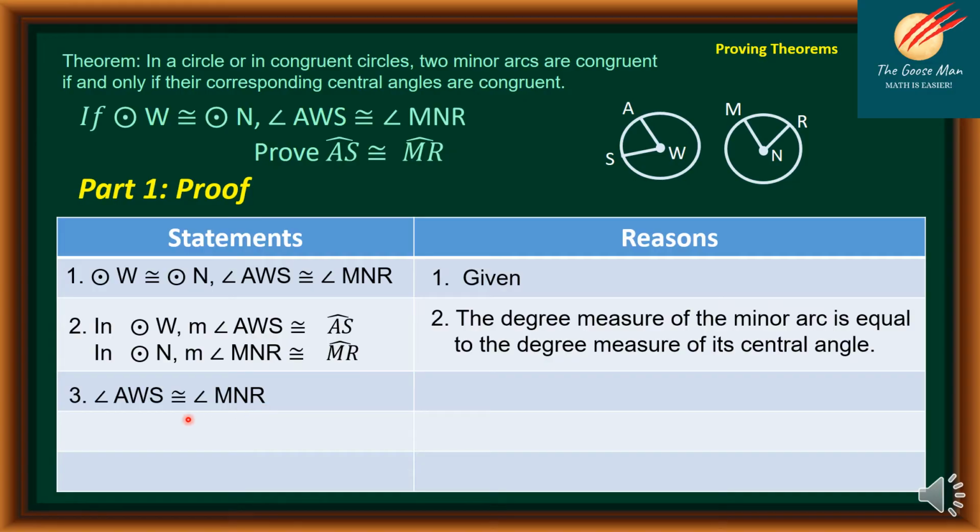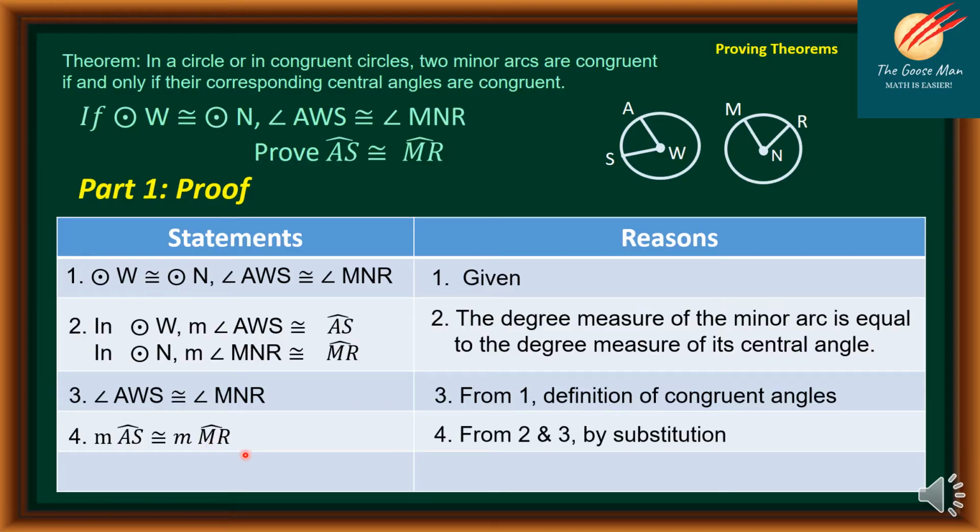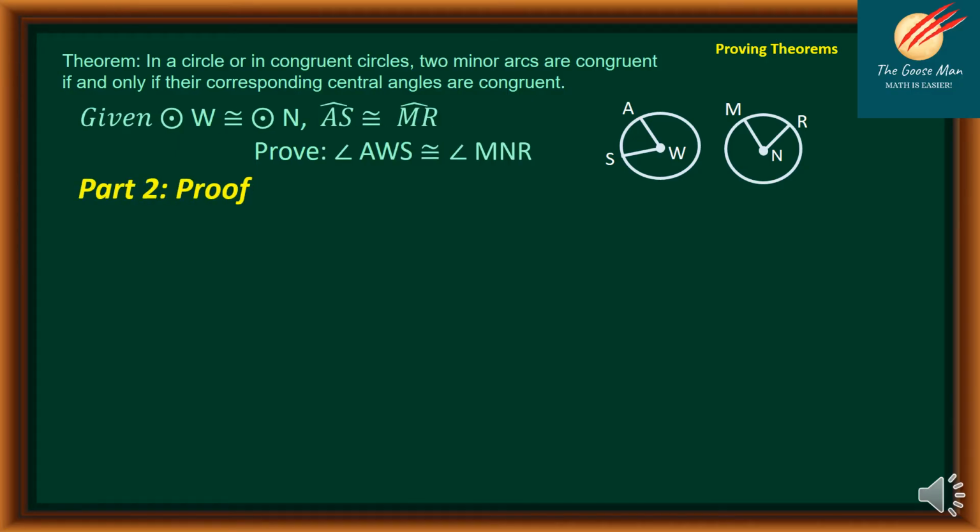Third statement, angle AWS is congruent to angle MNR, and our reason is from one, the definition of congruent angles. Number four, the measure of arc AS is congruent to the measure of arc MR, so that is from 2 and 3 by substitution. And finally, arc AS is congruent to arc MR because from 4, we have the definition of congruent arcs. So let's move on to the second part of the proof.